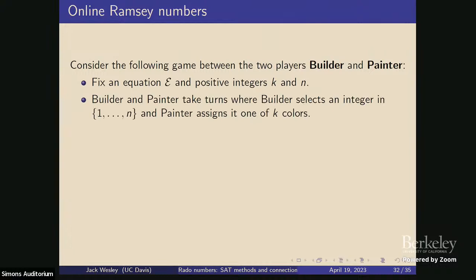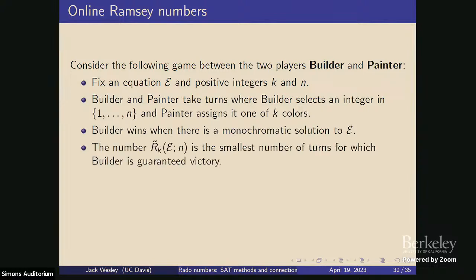Each turn, builder will select some integer 1 through n, and then painter will color it some color 1 through k. Builder's objective is to create a monochromatic solution to E, and painter is trying to delay this as long as possible. So this number, R k tilde, which we call the online Rado number, is the smallest number of turns where builder is guaranteed to win. And note that builder will necessarily win as long as n is at least the Rado number.